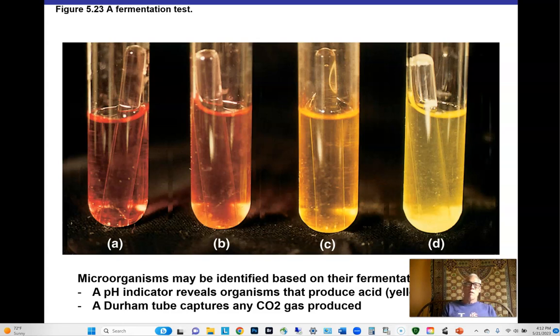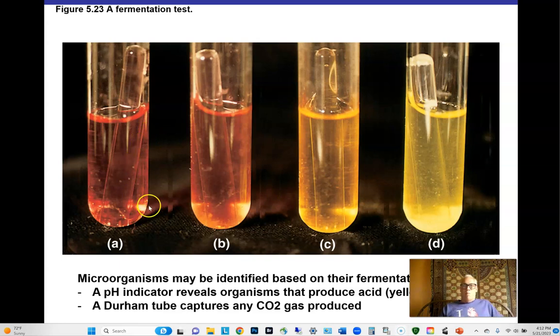In other words, we've been talking about fermenting glucose, taking glucose, running it through glycolysis, and then producing some fermentation product like lactic acid or ethanol. But some microorganisms can ferment other sugars. And so those unique properties will help us identify specific microorganisms.